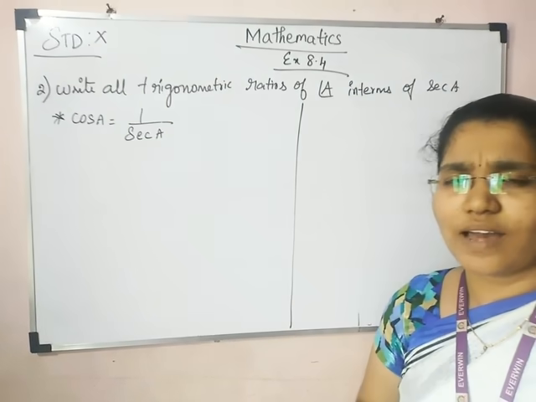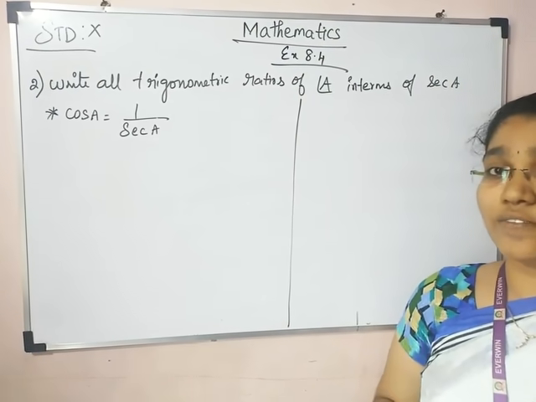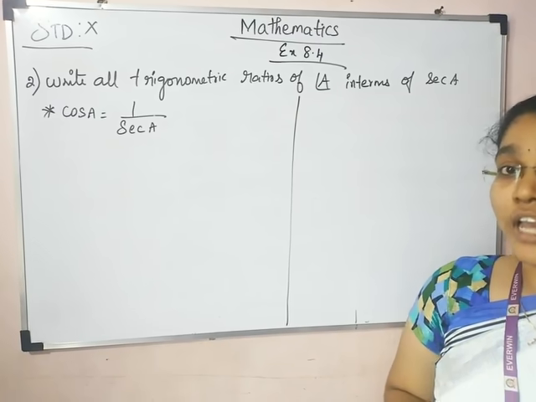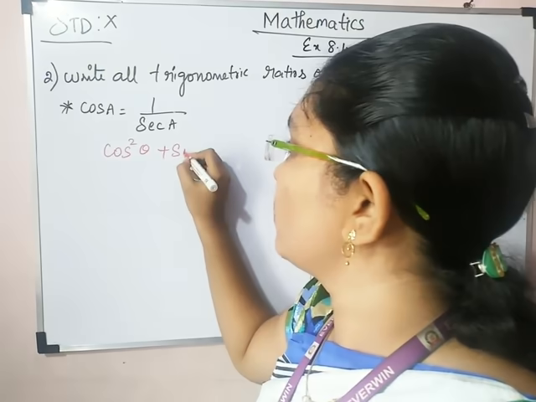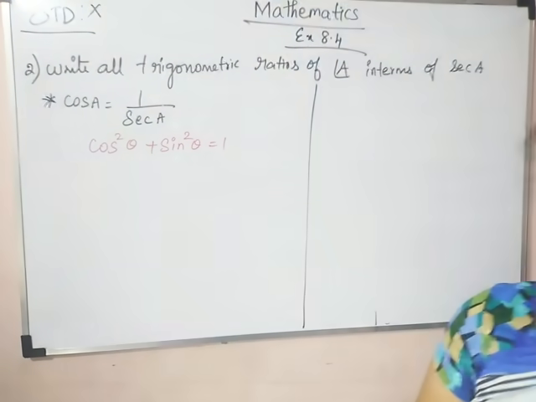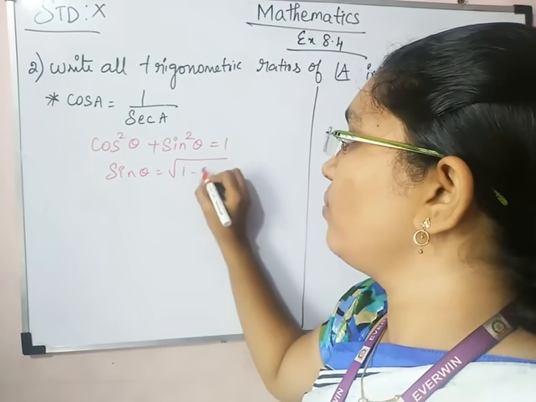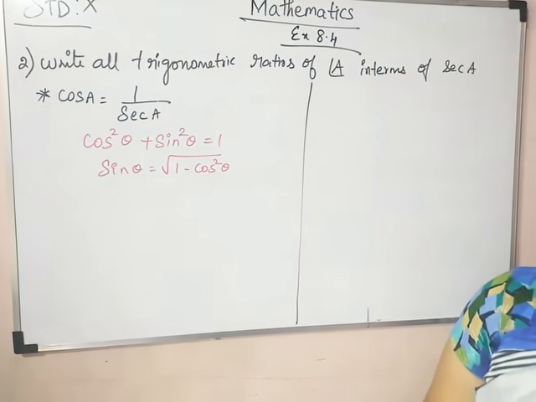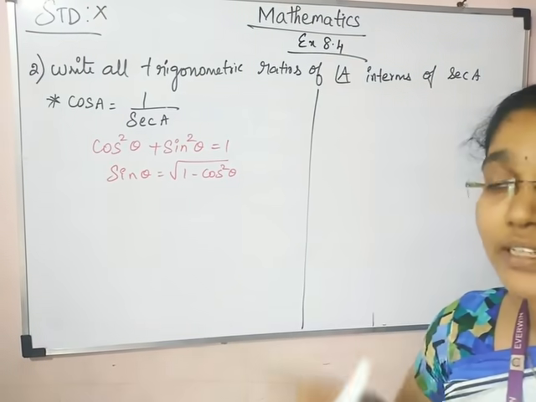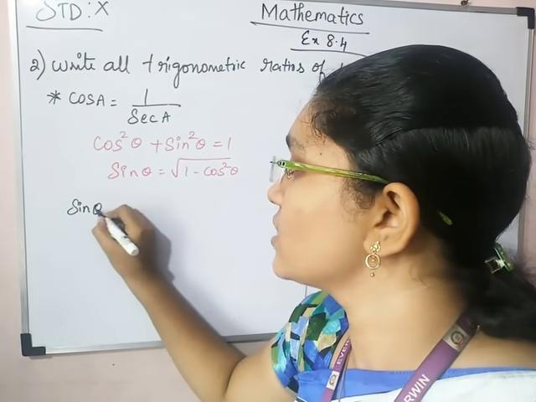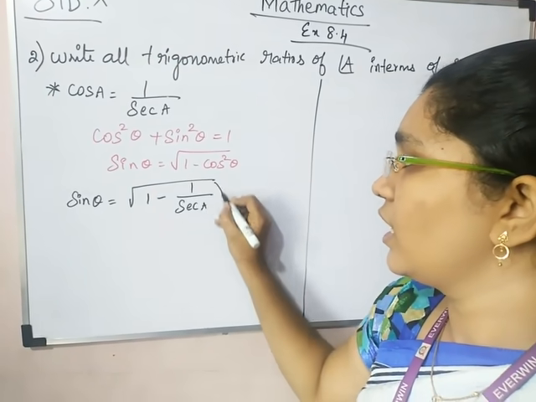If you know the cos value, we can derive the sine value. Just think about the identities: from which identity can we derive the sine value by using cos theta? Yes, obviously that is cos square theta plus sine square theta is equal to 1, right? So what is the sine value? Sine theta is nothing but root of 1 minus cos square theta, isn't it? Now here I am going to apply 1 by secant A in place of cos. So sine theta is equal to root of 1 minus 1 by secant A the whole square.